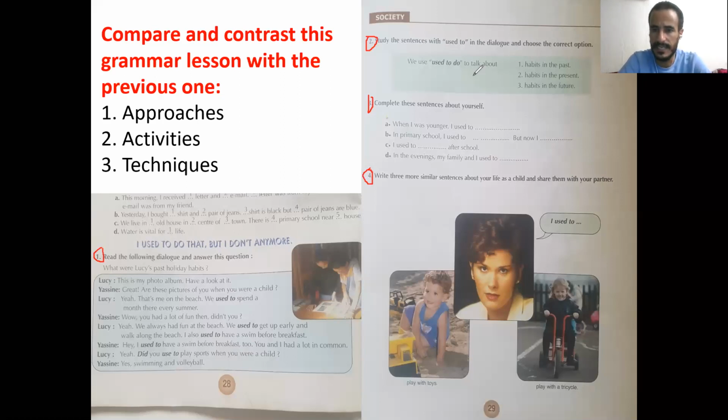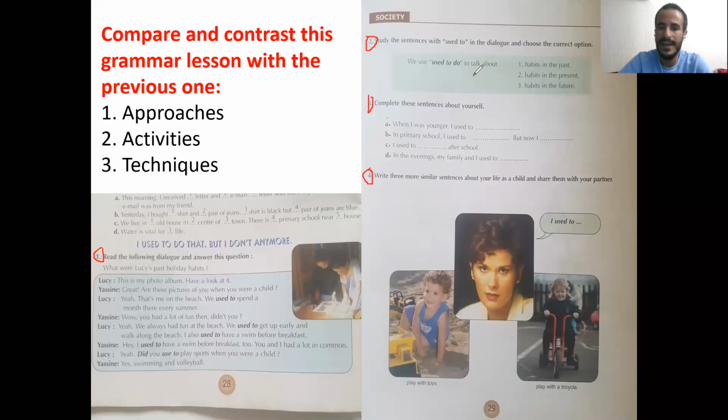Okay, it is noticing. You are given the rule. It can also be presentation if you want to start with the deductive approach. But here it's noticing. Students are going to observe. We are going to highlight the form or the use. To highlight what? The form or the use, or both. The two. We use used to is the form. And habits in the past is the use. We are highlighting the form and the use.